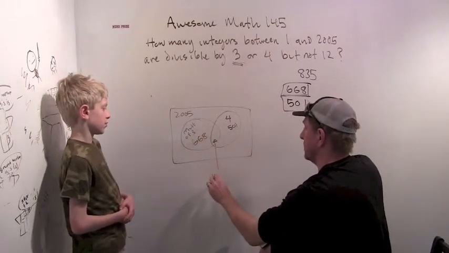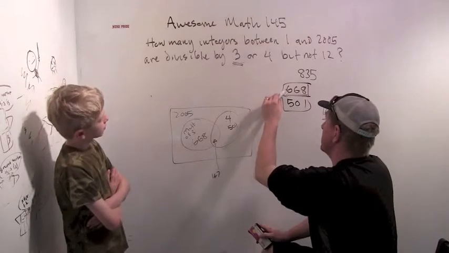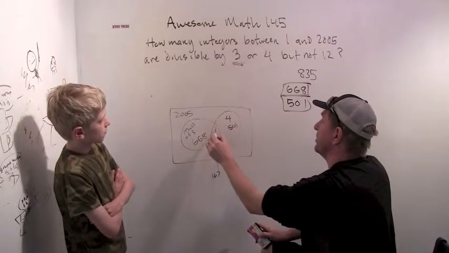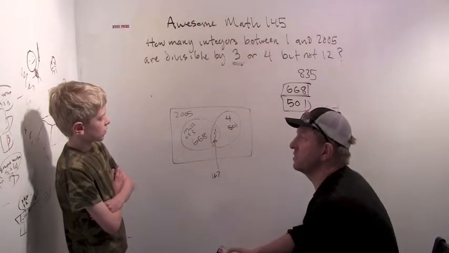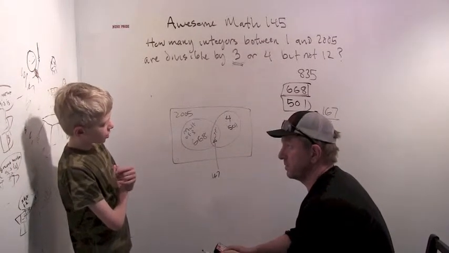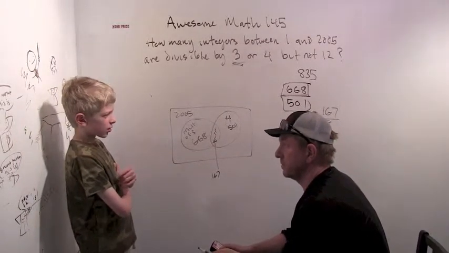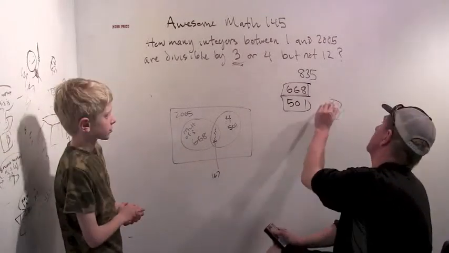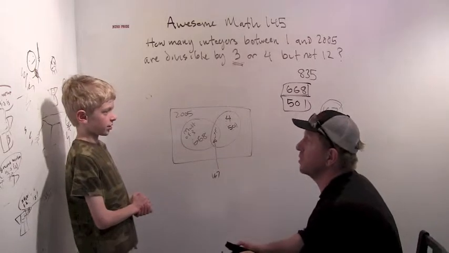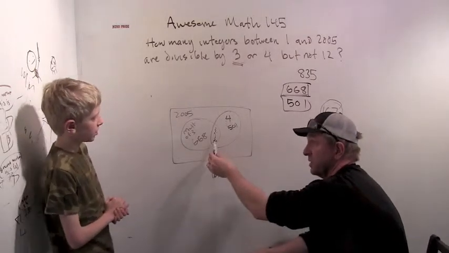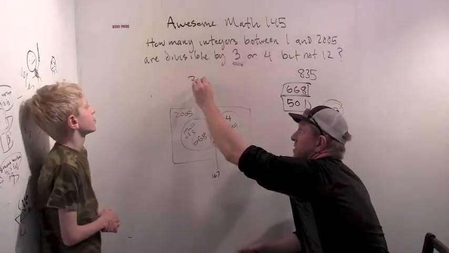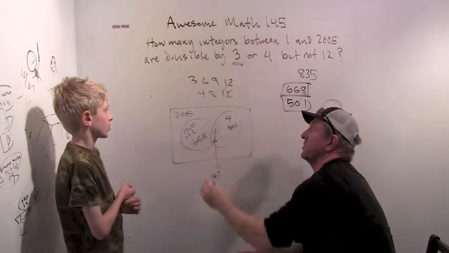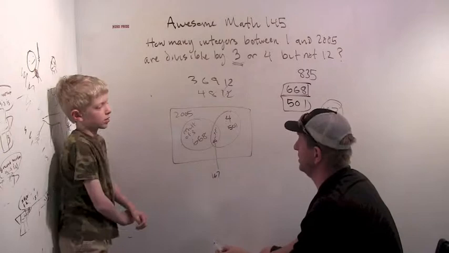So if I add these two together, how many times did I count every multiple of 12? I think you counted it twice. Okay, so how many times do I have to subtract 167? Twice. That's pretty interesting. Remember when you did your list, 3, 6, 9, 12, 4, 8, 12, you wrote down 12 twice? So I gotta subtract it twice.